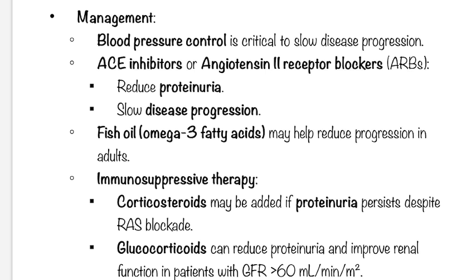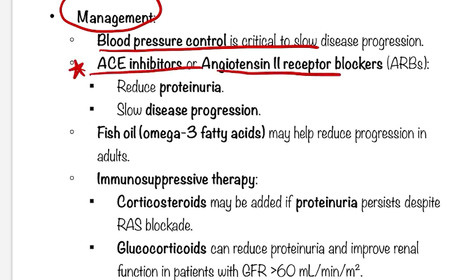We have diagnosed IgA nephropathy on the basis of renal biopsy. How will we manage this? Blood pressure control is critical. One drug which is wonderful in reducing proteinuria along with blood pressure control is ACE inhibitors or ARBs. The USP of ACE inhibitors or ARBs is that they reduce proteinuria and slow disease progression. This is very important.